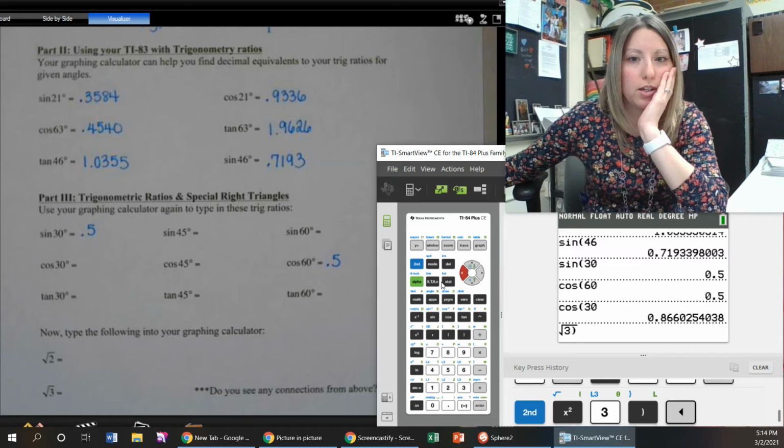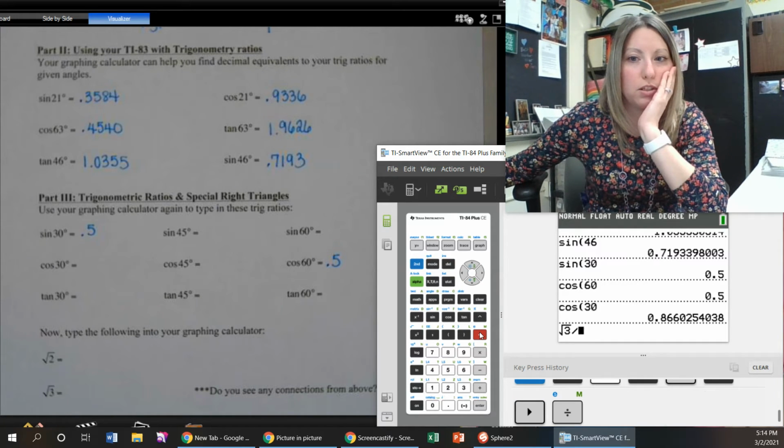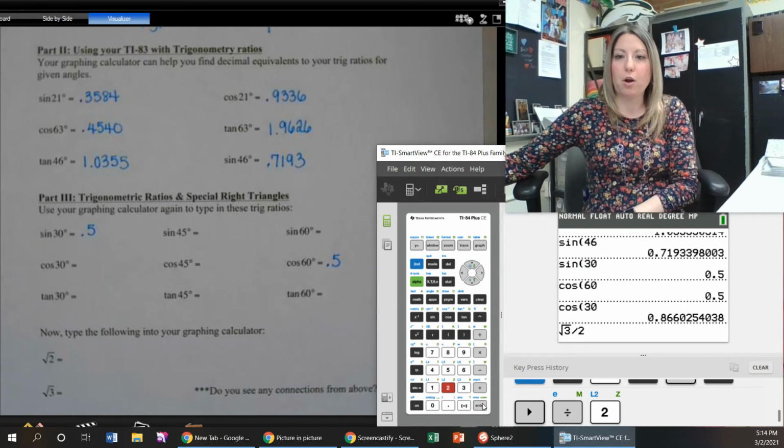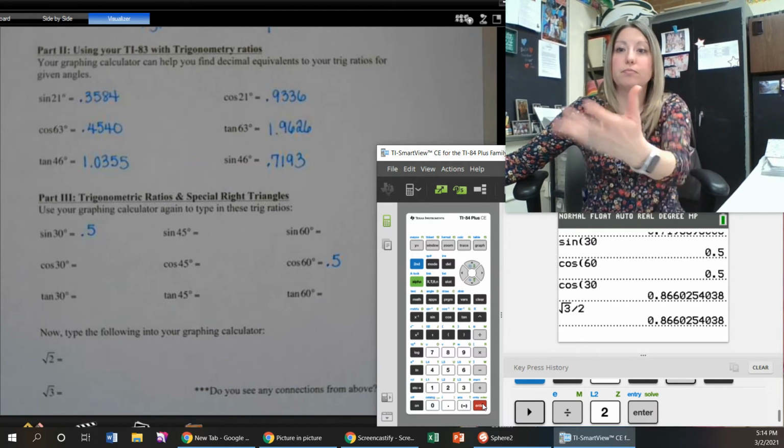Forgot I'm on an 84. See, I had an 83 for so long when I was in high school doing this that sometimes I revert back to my 83 ways. There we go. So radical 3 over 2.